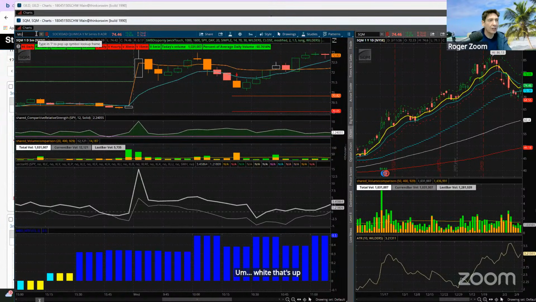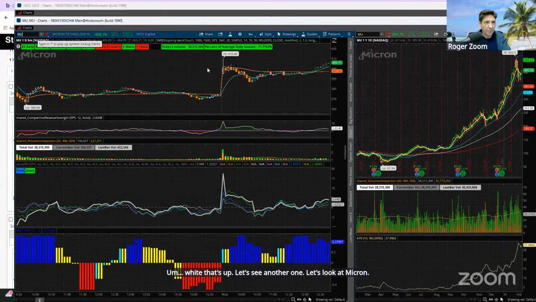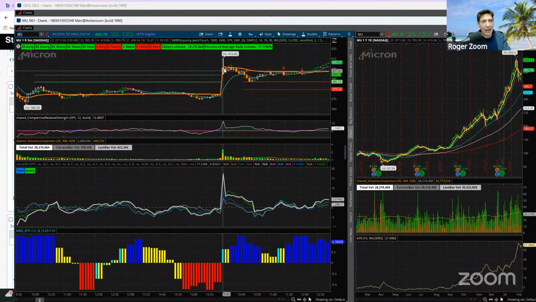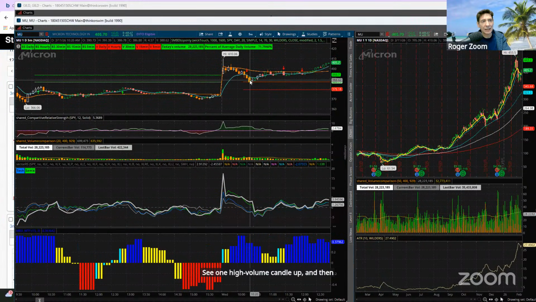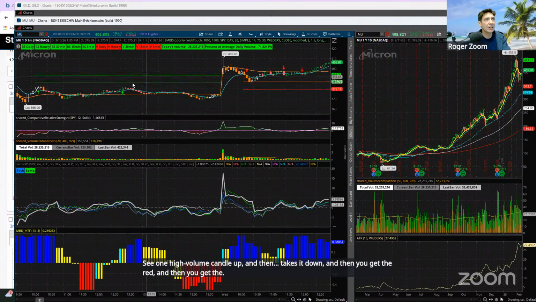Let's see another one. Let's look at Micron. See one high volume candle up, and then takes it down, and then you get the red, and then you get the targets to the downside. All right.